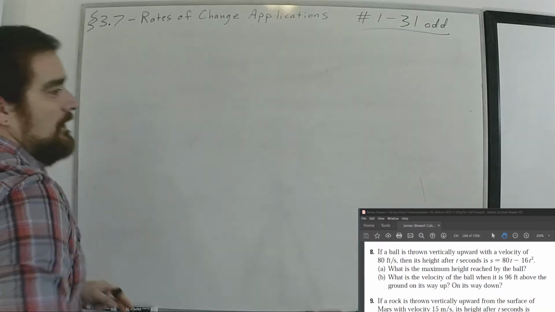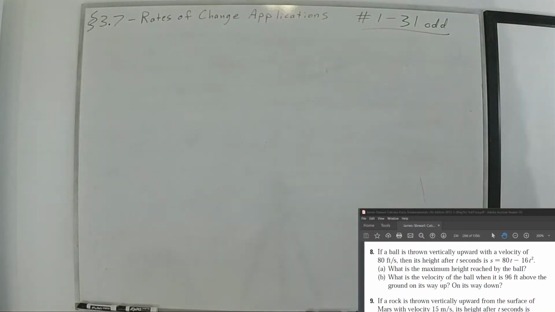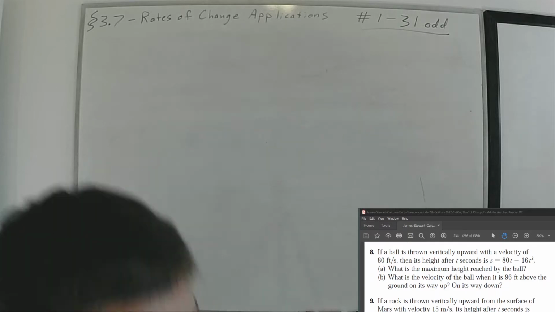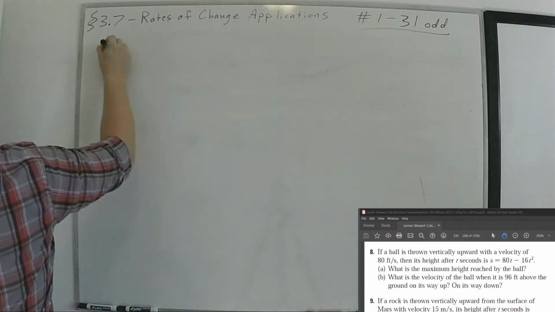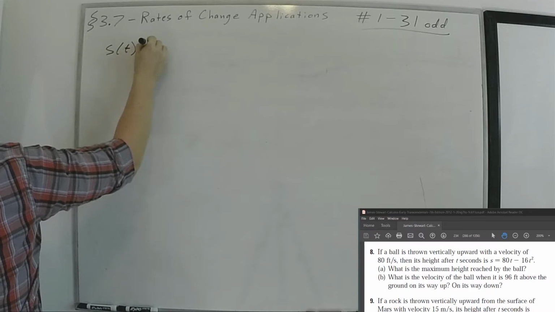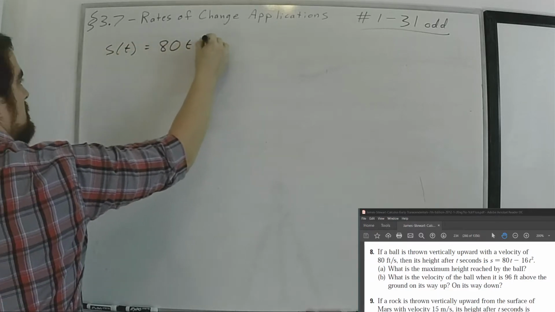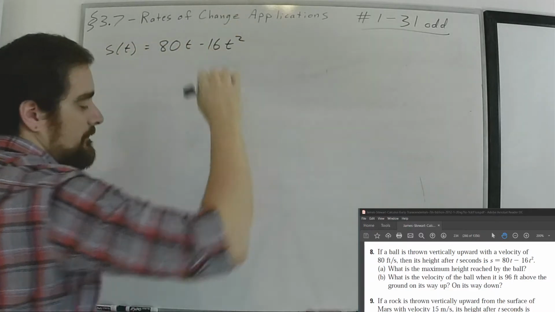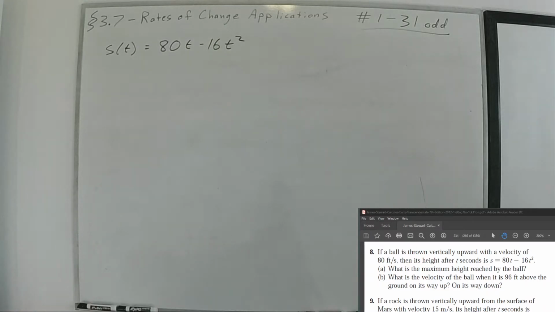It's a lot easier than me just rewriting the whole thing. It's already there. Might as well just take it. And it does say that if a ball is thrown vertically upward with a velocity of 80 feet per second, then its height after t seconds is s, which is our position function, is 80t minus 16t squared. So I'm going to jot that down. That's very important. 80t minus 16t squared is our position function given.